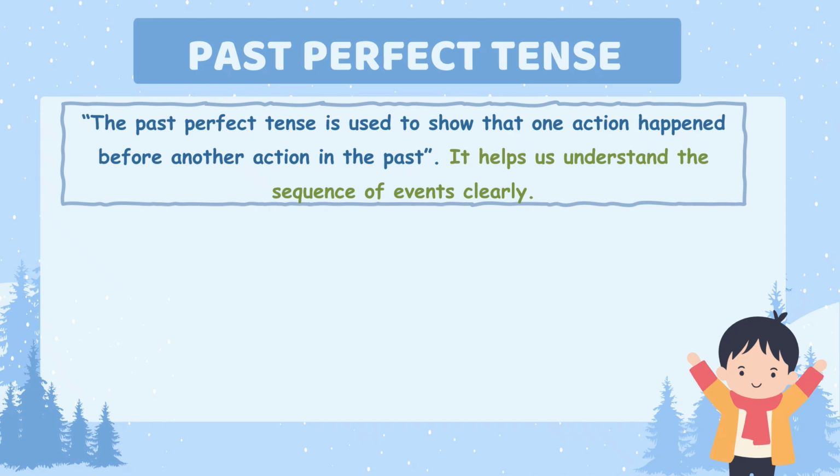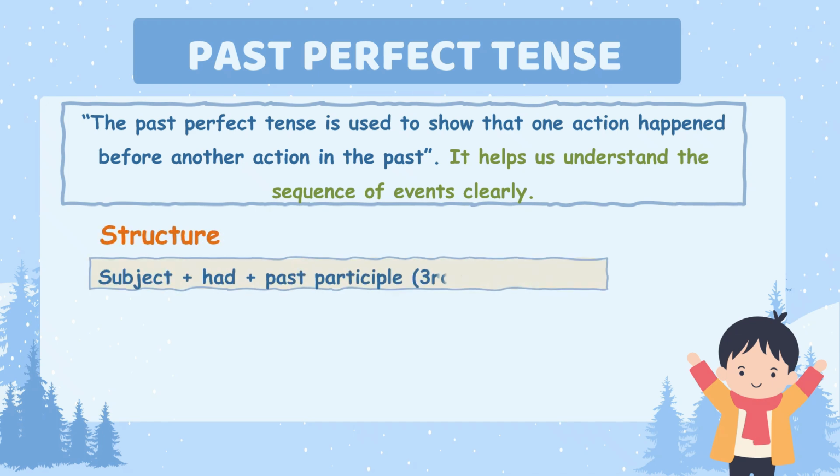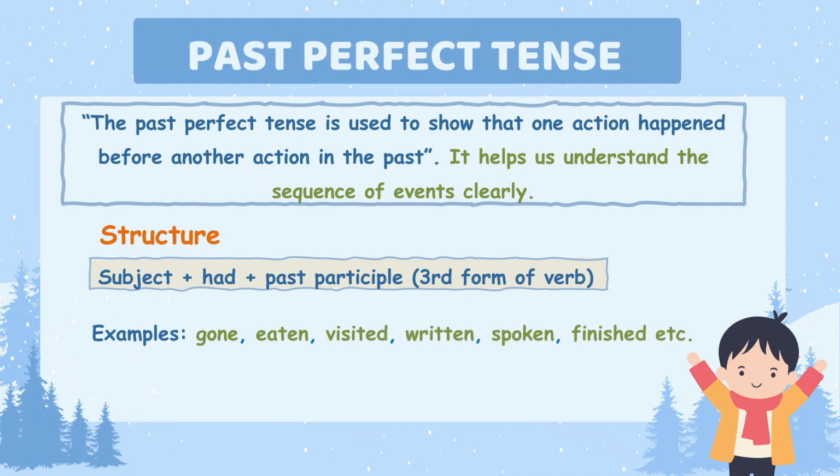If we talk about its structure, you will need a subject, the verb had, and a past participle verb, which means the third form of the verb. Remember, in this structure, we always use had with every subject. Here are a few examples: gone, eaten, visited, written, spoken, finished, etc.